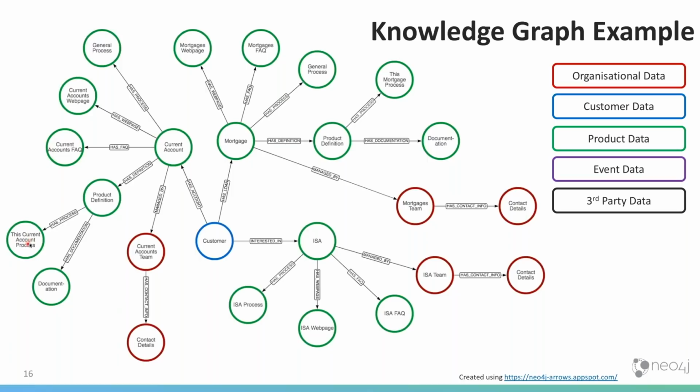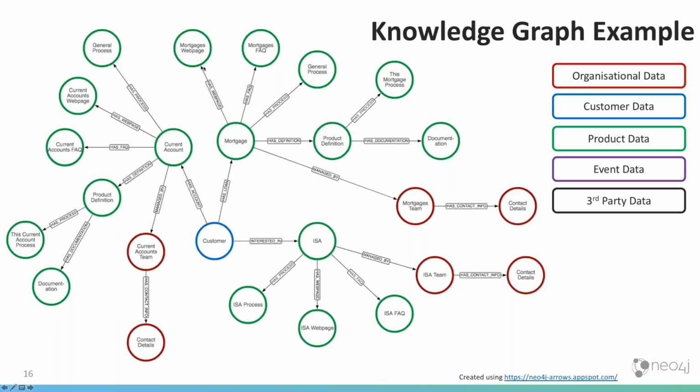So we want to know, what are the processes that are associated with this particular product, and what is the documentation associated with that particular product. So if this customer comes to us and they want to know the information about their current account and all the details, we can get that information for them easily. Then we also see this current account is managed by a current accounts team who have specific contact details. So if this customer needs to reach out to someone specifically that they can talk to about their current account, this is how they can find that information.